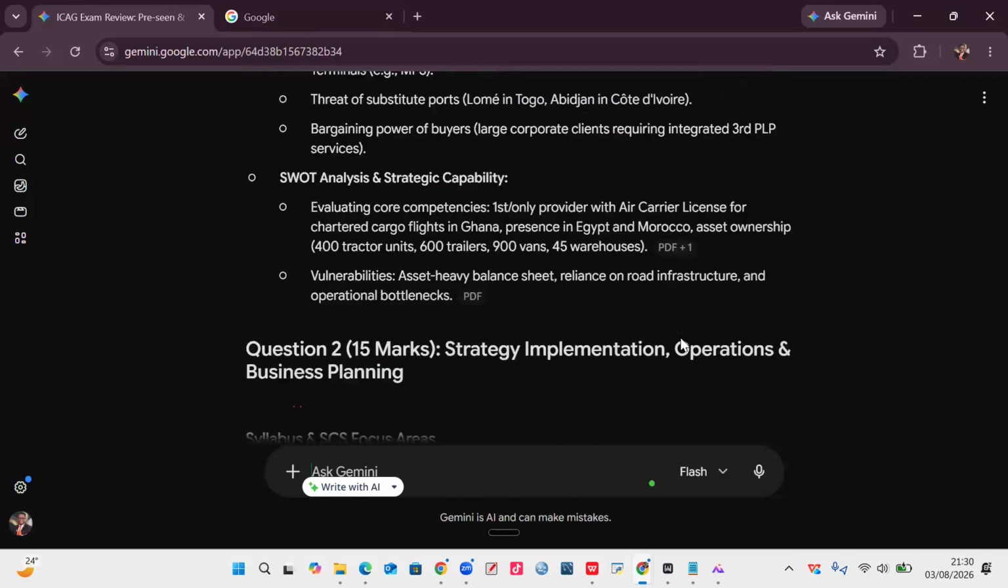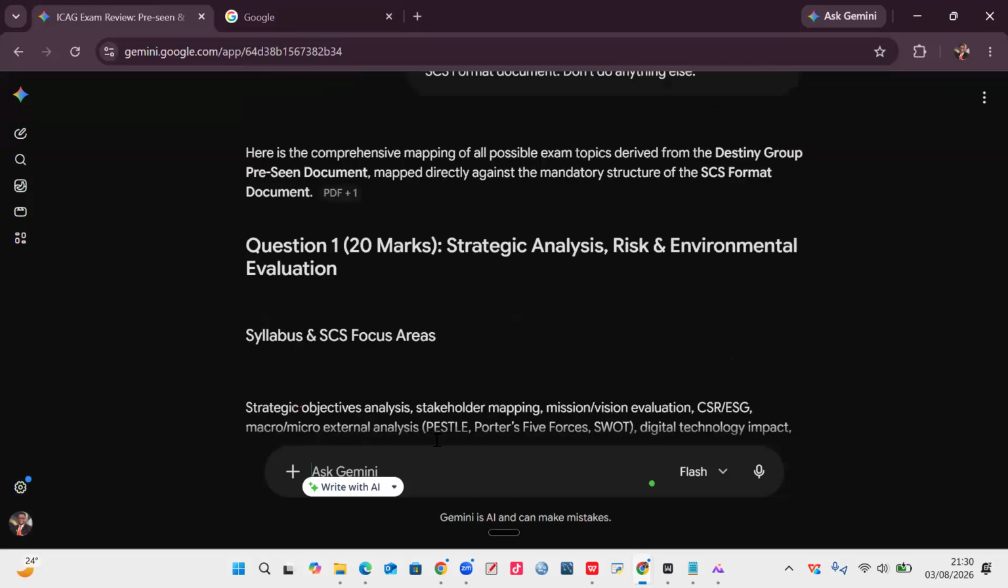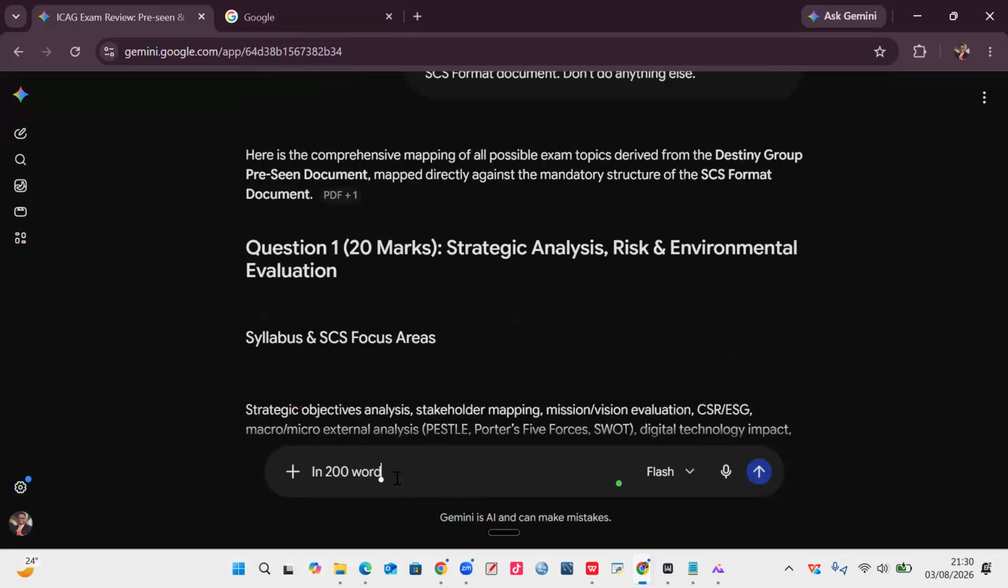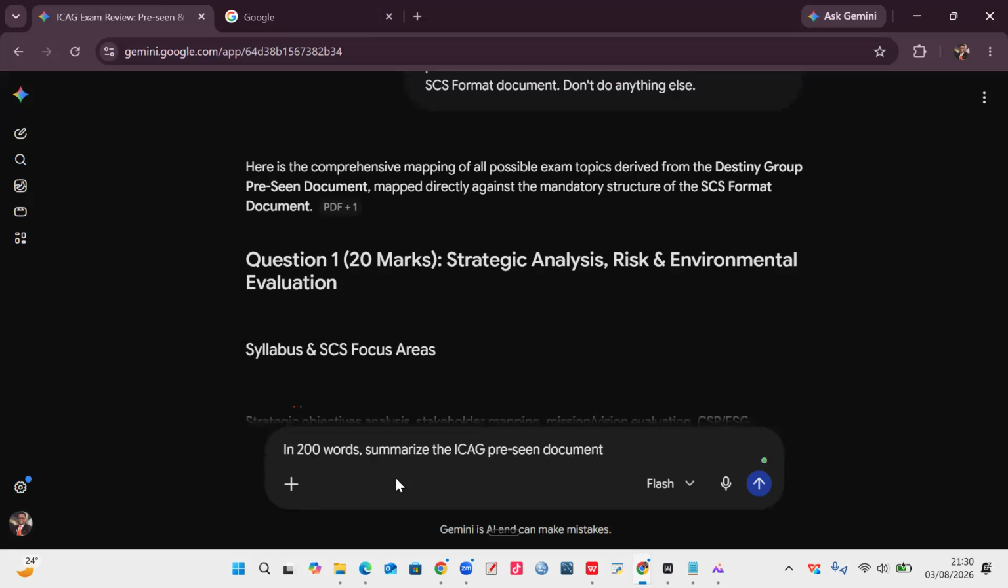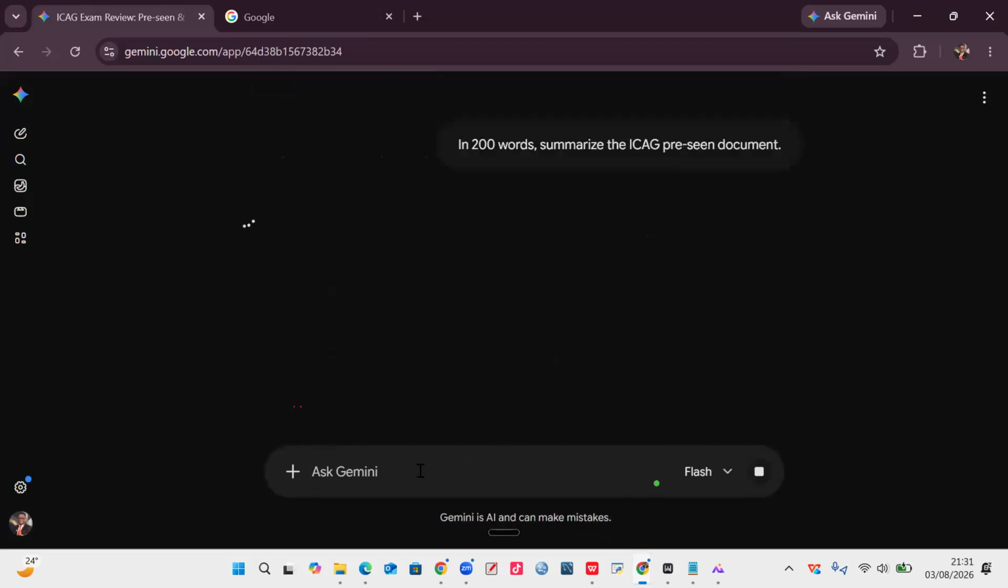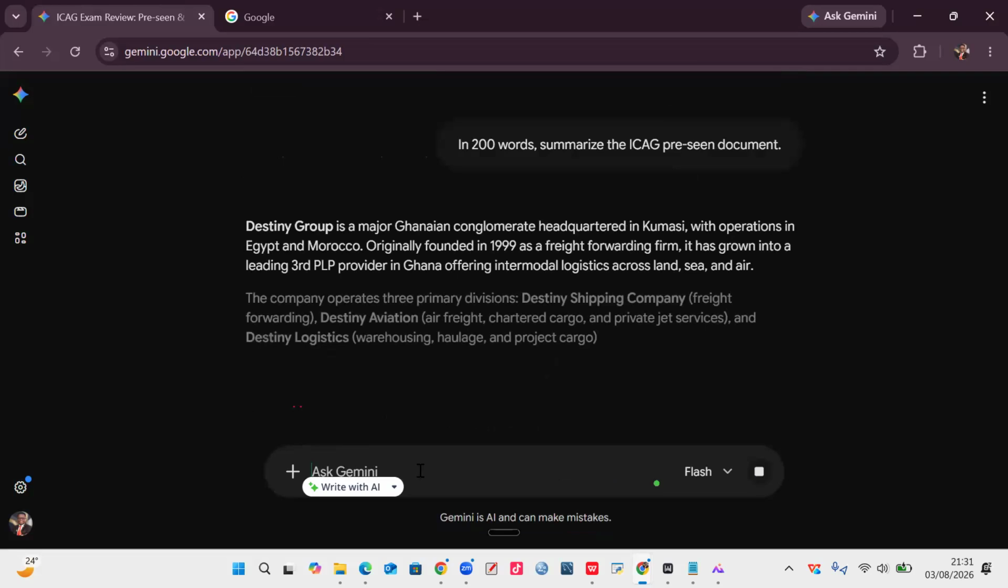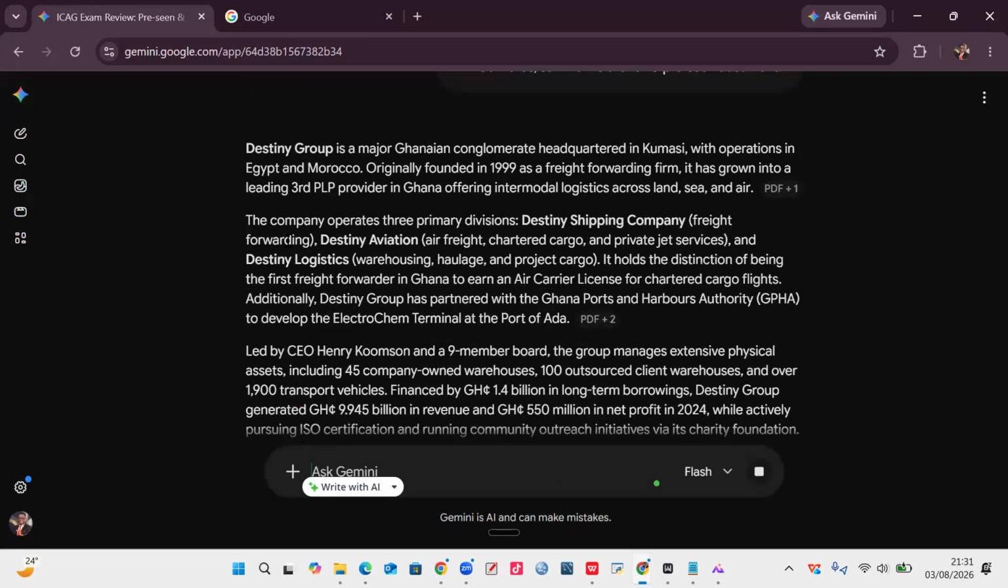If you want a summary, we can just say, let's say in 200 words, summarize the ICAG pre-seen documents in relation to the format. Or let me say, you should just summarize it in 200 words. If the whole document is a lot, I can't study it, so it should summarize in 200 words for me. It will just summarize everything.